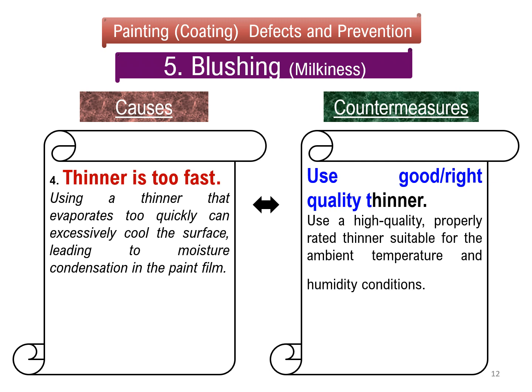The fourth cause is that the thinner is too fast. Using a thinner that can evaporate too quickly can excessively cool the surface, leading to moisture condensation in the paint film. To counteract this, use a good quality thinner. Use a high quality, properly rated thinner suitable for the ambient temperature and humidity conditions.